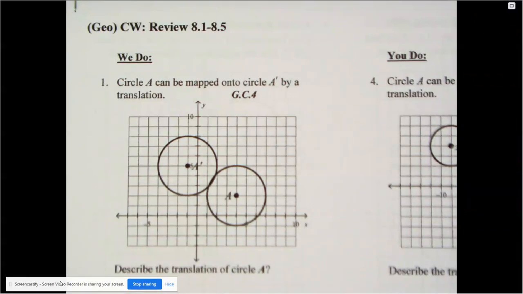Today we are going to be working on a review of section 8.1 through 8.5. It's going to be a little bit of a mix of everything, but this is going to start preparing you for your Unit 8 test, which is coming up shortly. So we need to start getting ready for it now. Now, we've done this before.